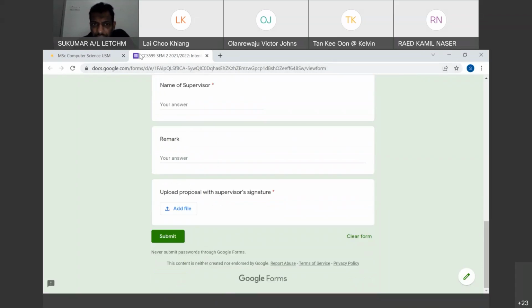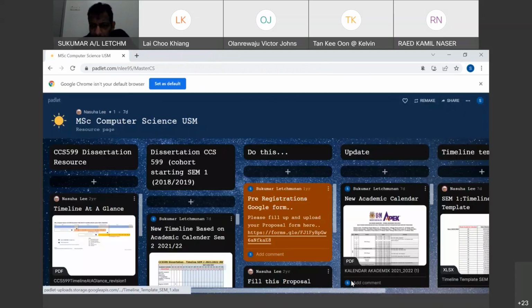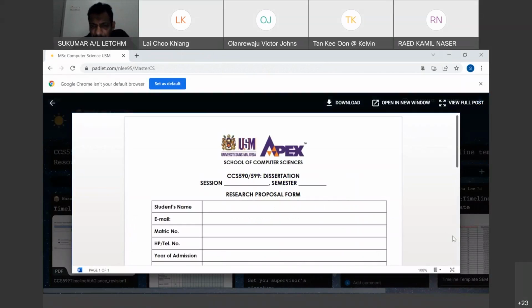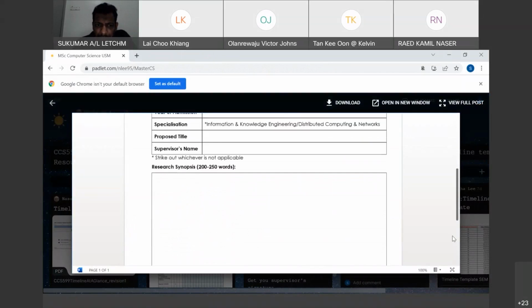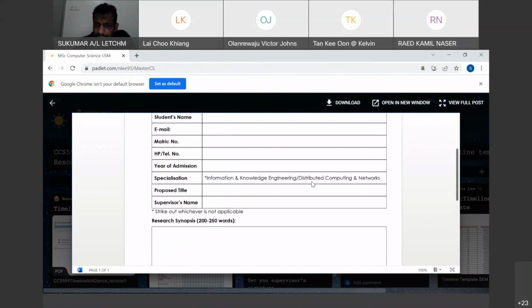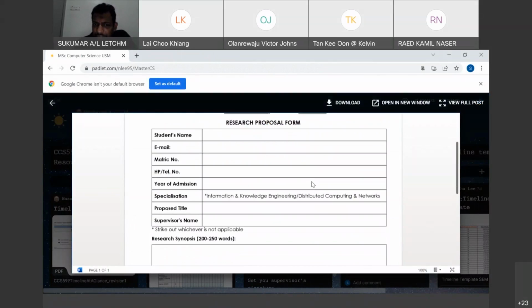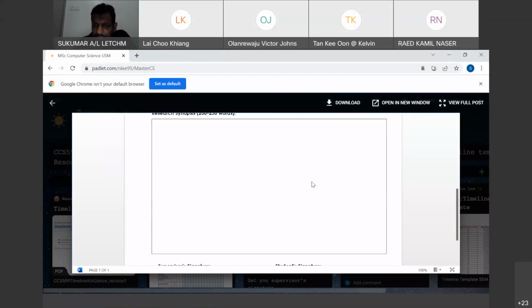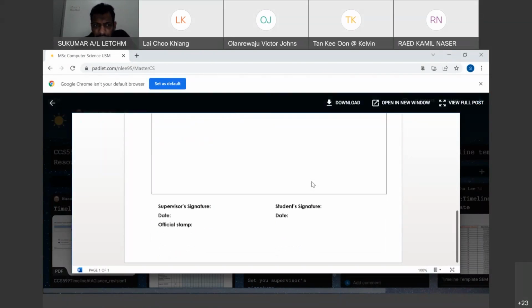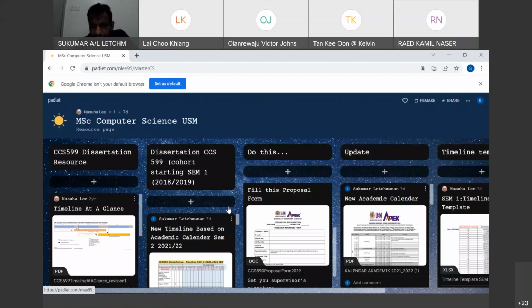If you already have it, then it's good. If not, it's okay. For your proposal form, you need to have a brief research synopsis. Only then can your supervisor sign. So you can print this out and have your supervisor see it. Even though this form is an old form, I might update it. Any other questions?